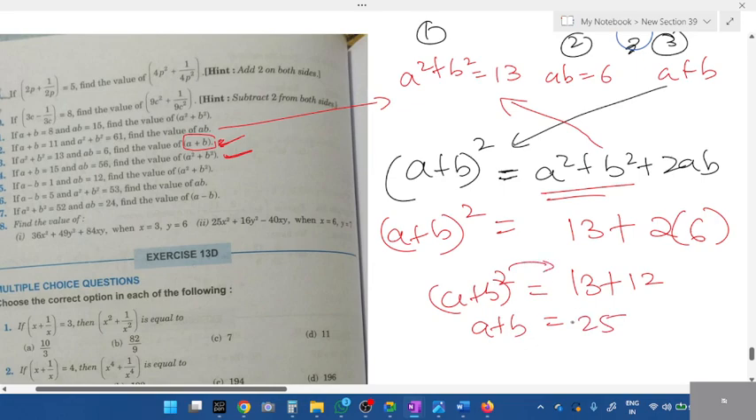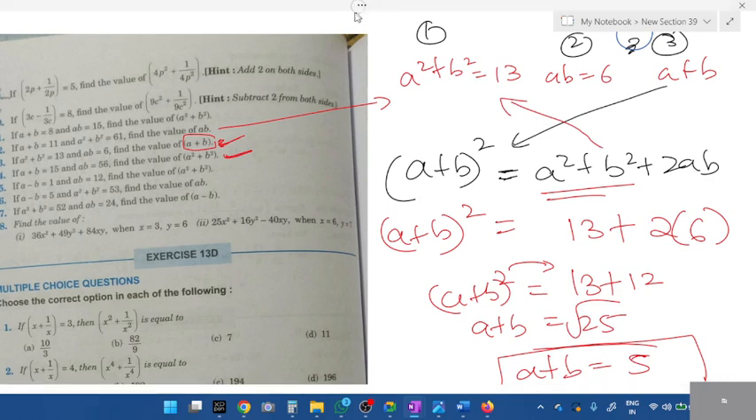This square goes to the other side and becomes square root. What is the square root of 25? The answer is 5. Look, I've shown you all three methods. They'll give you three values. For all three values, remember, take this a plus b and square, students.